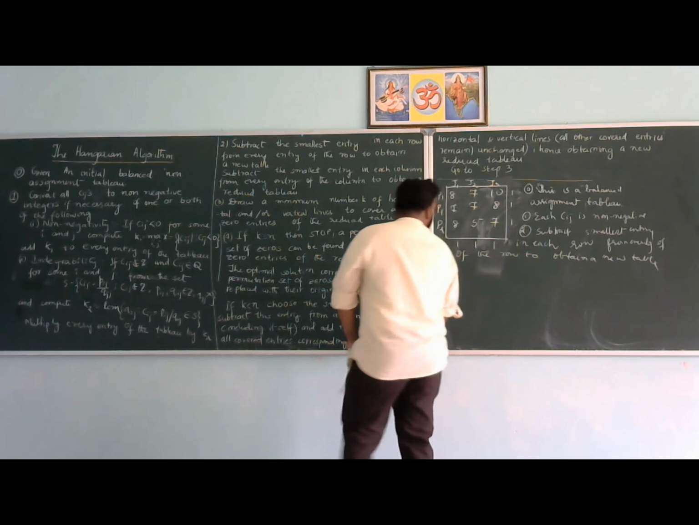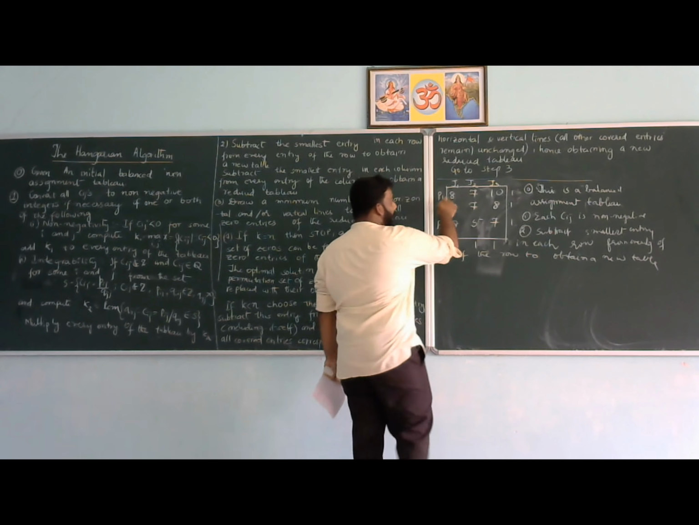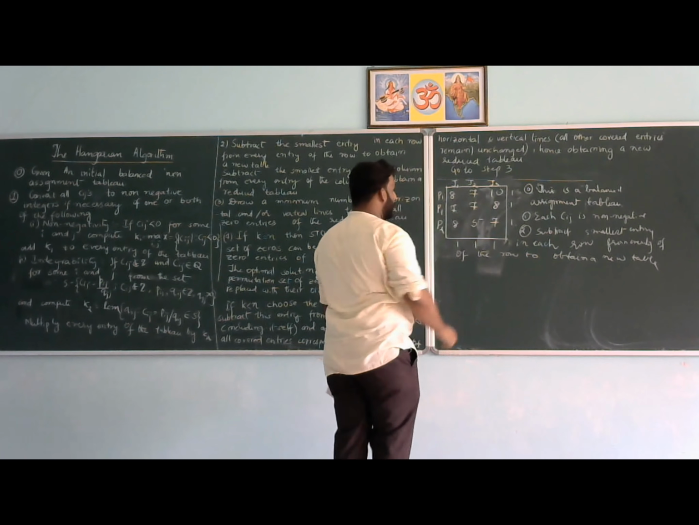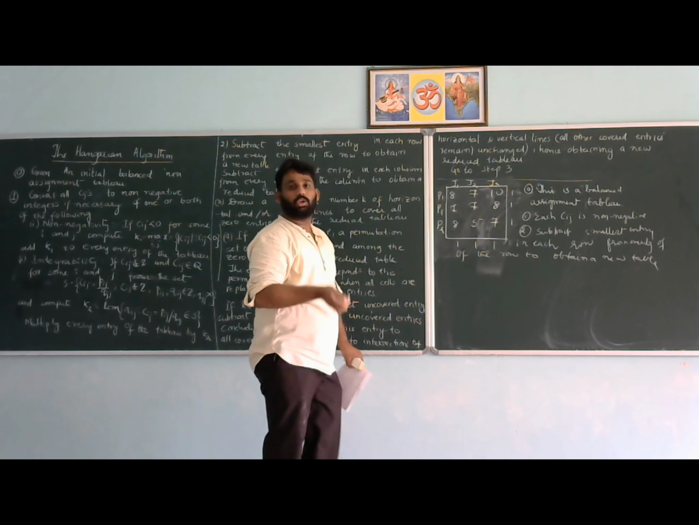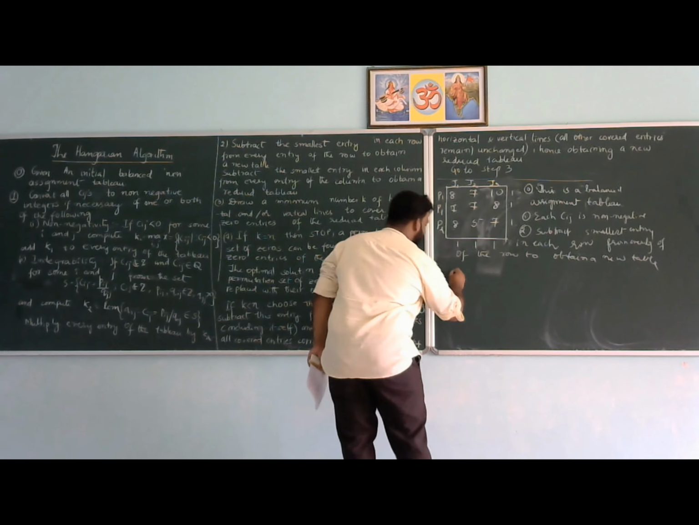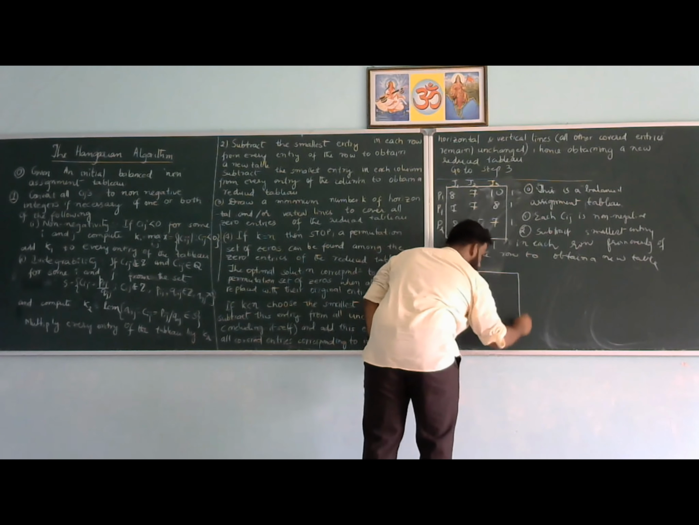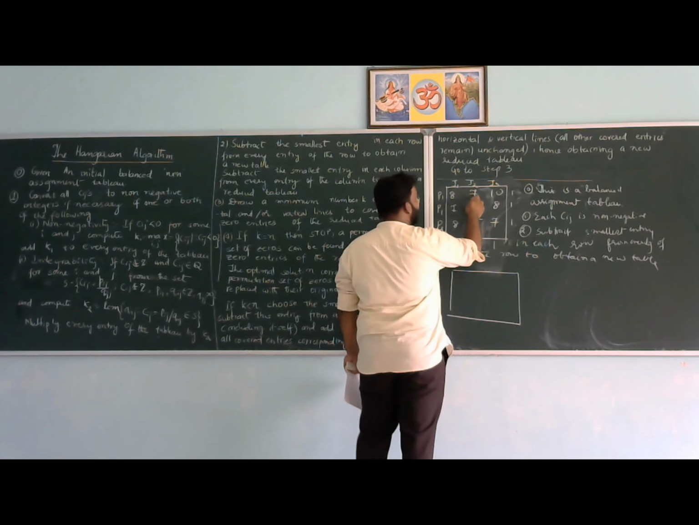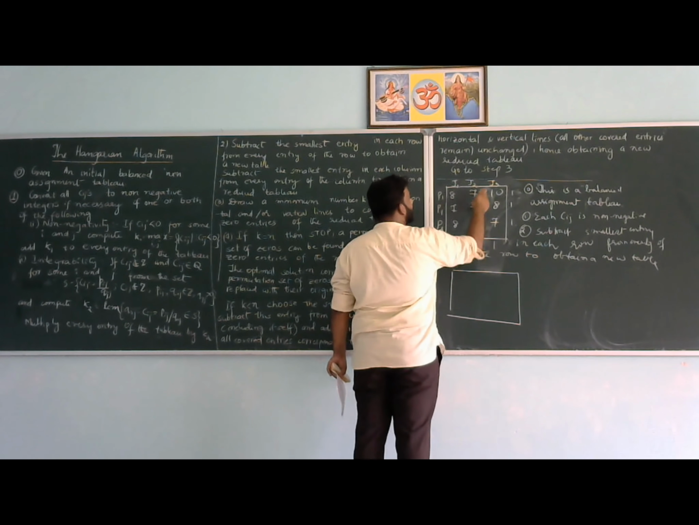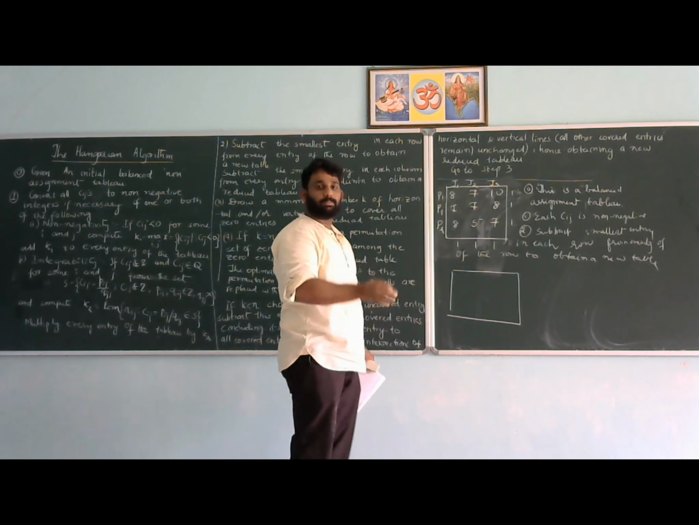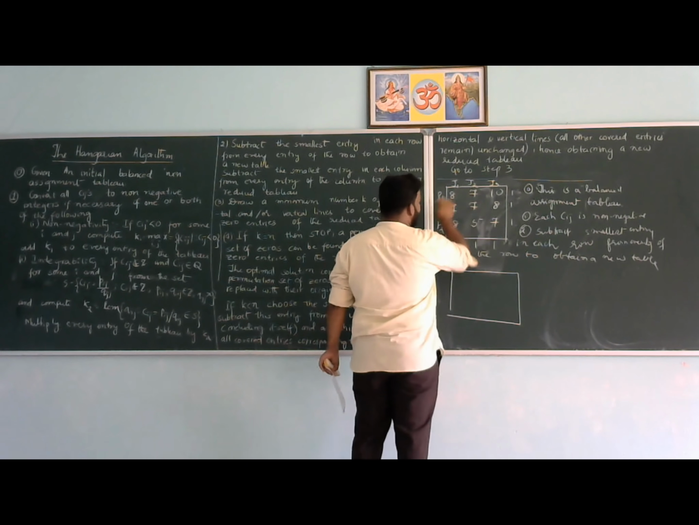Okay, we have to subtract the smallest entry from a row. First we have to operate on a row, so let's do that. What is the smallest entry in this row? First row, this is a row. The 7 is the smallest entry. We have to subtract it. Okay, let us do it.